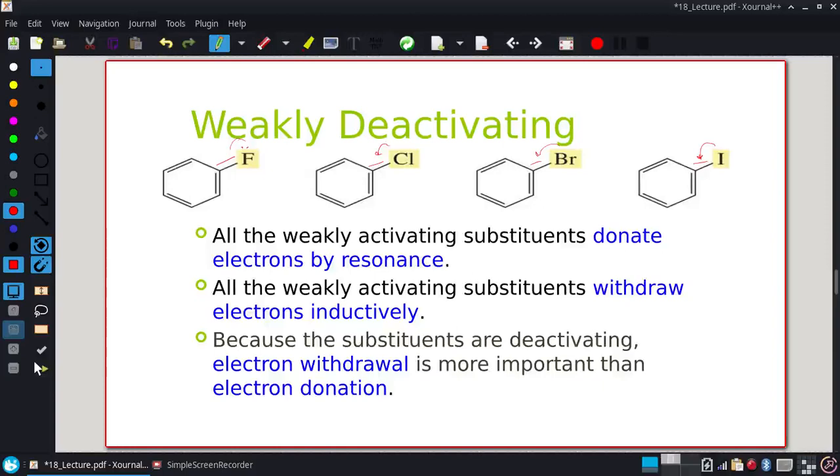So now we have to focus on the fact that the halogens are just a little bit more electron withdrawing. That withdrawing effect makes them more deactivators.